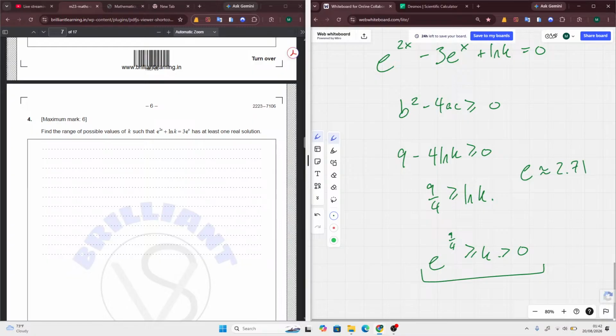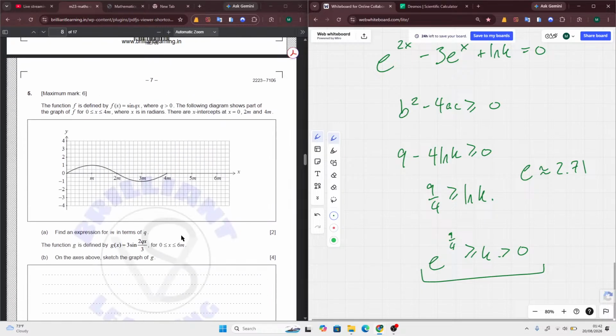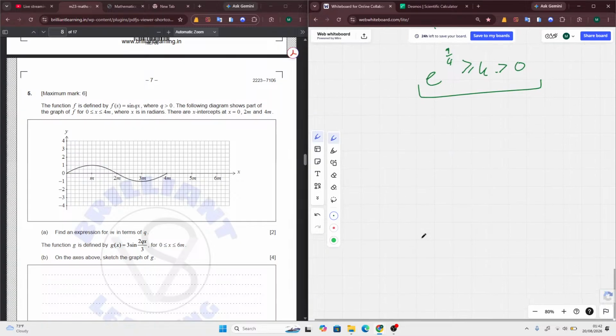There's no power I can raise 2.71 to that's going to be a negative value. So k itself has to be between 0 and the upper limit value that we're getting. There's a lot of trig in this test.